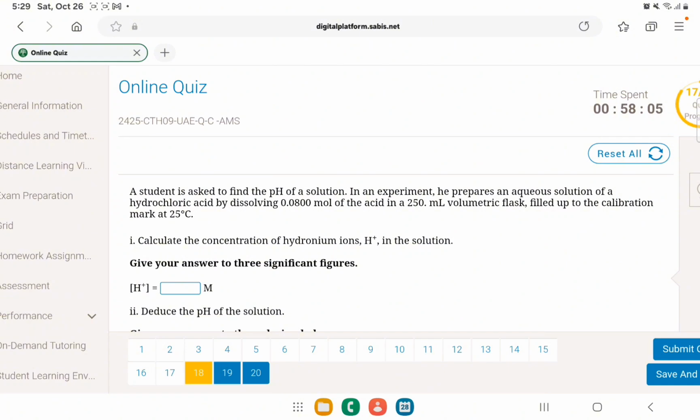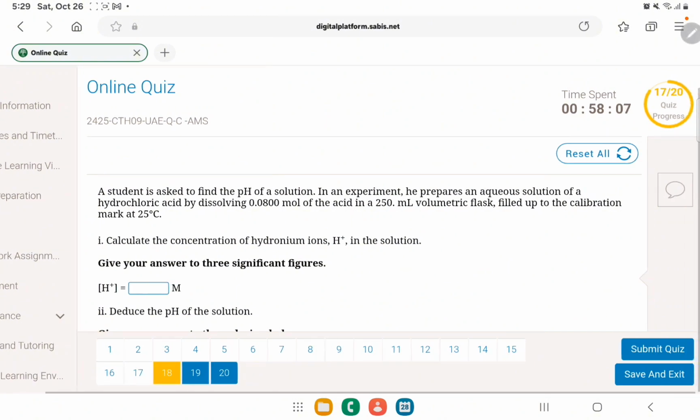Okay, so a student is asked to find the pH of a solution in an experiment. He prepares an aqueous solution of hydrochloric acid by dissolving 0.08 moles of the acid in a 250 milliliter volumetric flask, filled up to the calibration mark at 25 degrees Celsius. Calculate the concentration of H plus ions. So here they want us to find the concentration of H plus. Here we have the moles and the volume. So how can we find the concentration? We're going to use the formula n = CV.